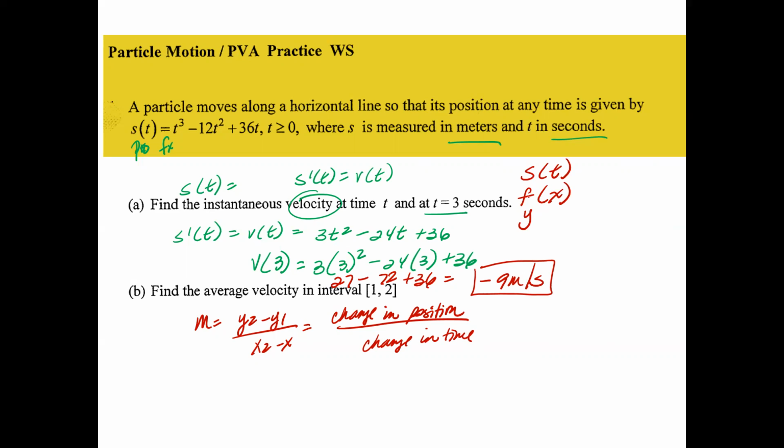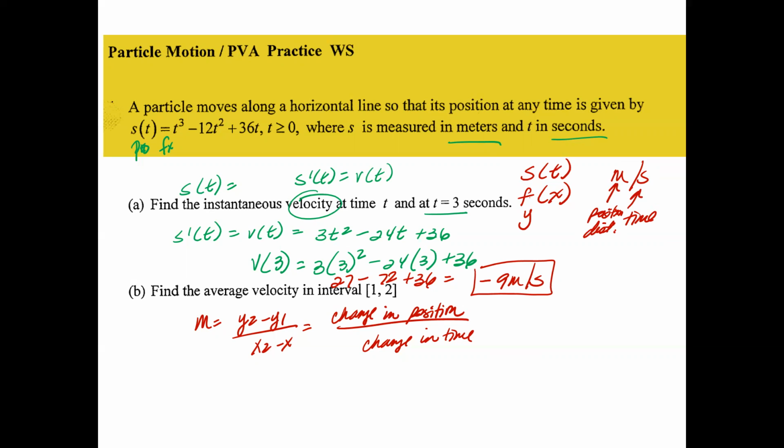So your S is your Y, which is change in position. And remember, your position is always like meters. So meters come first. And then the bottom, the denominator, is represented by X, which is T. T is time. So it's always seconds. So time in seconds. And then change in position, position meaning distance using meters.